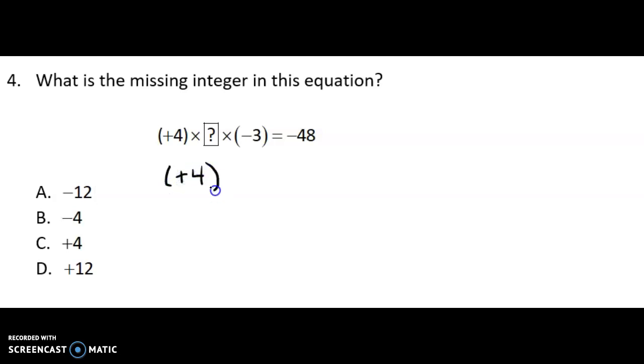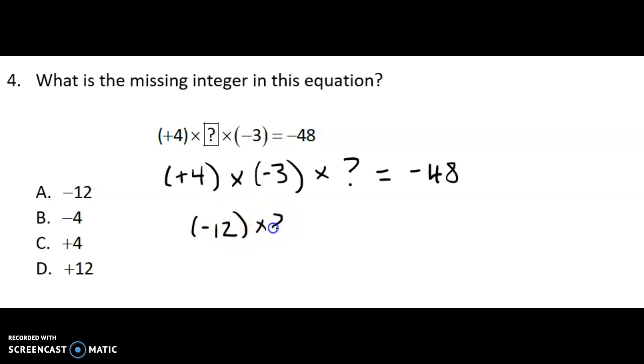And the way I'm going to rewrite it is I'm going to put the two numbers that I know next to each other. Remember, when we're doing multiplication, it doesn't matter what order we multiply in, we should still obtain the same product. So now I've got positive 4 times negative 3 times something is a negative 48. So if I multiply a positive 4 and a negative 3, that'll give me a negative 12. So negative 12 multiplied by something is a negative 48.